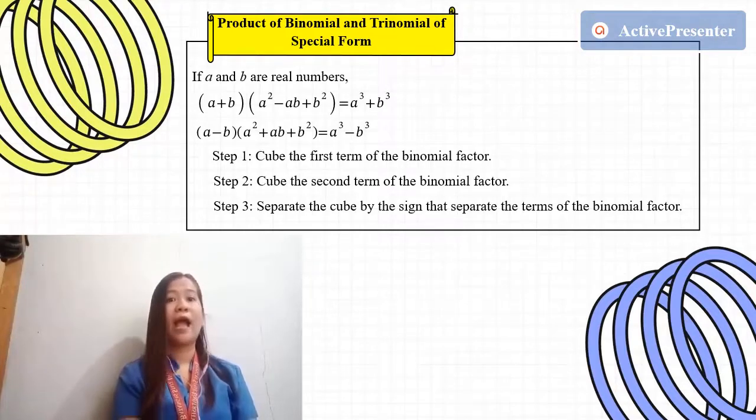And here are the steps. Step number 1: cube the first term of the binomial factor. Number 2: cube the second term of the binomial factor. And third, separate the cubes by the sign that separates the terms of the binomial factor. Take note, whatever the sign of the binomial is, just copy it.